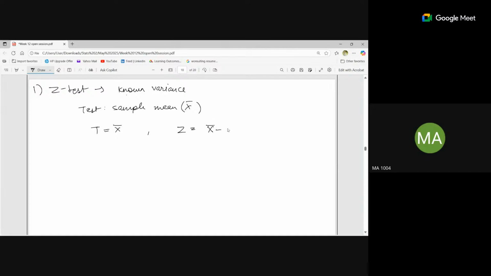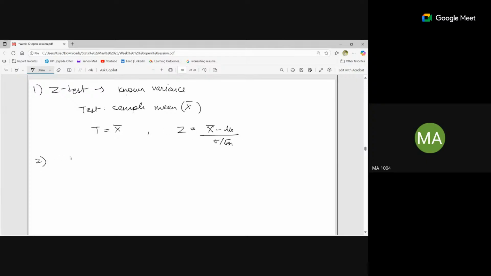X bar minus mu, divided by sigma by under root n. This will be Z.